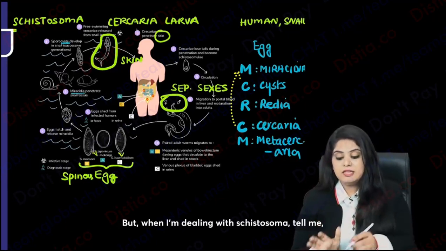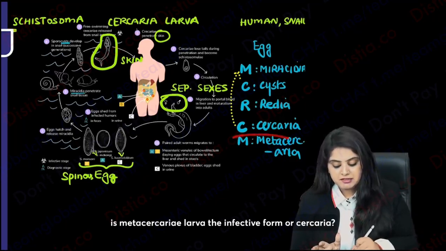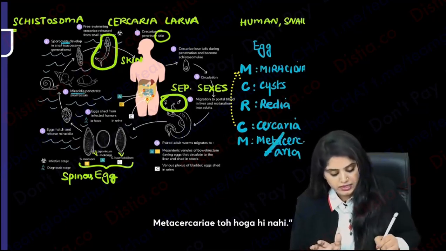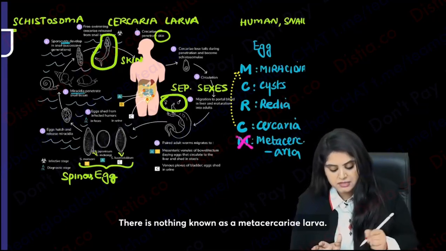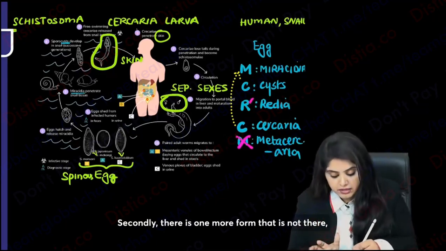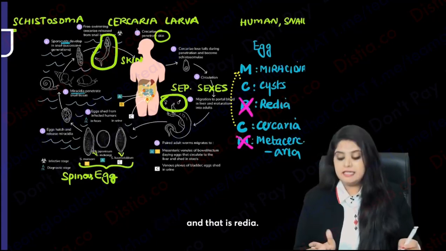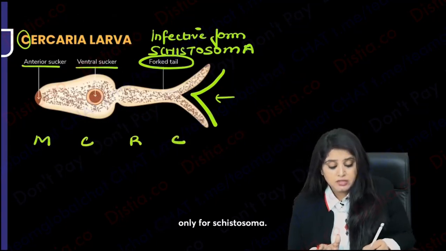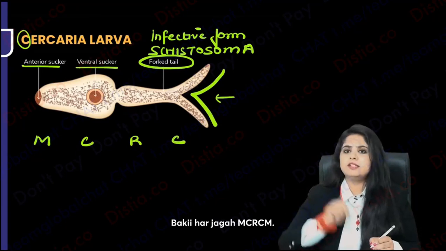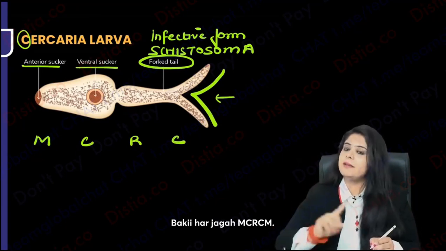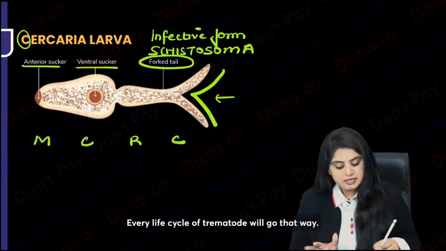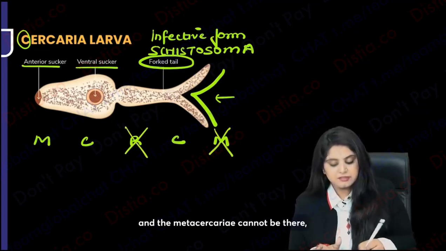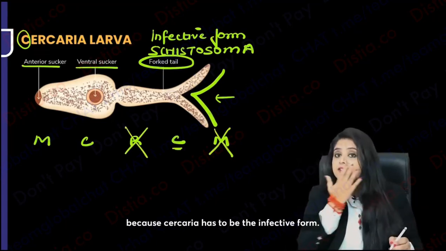But when I'm dealing with schistosoma, tell me, is Metacercaria larva the infective form or Cercaria? So you will say, ma'am, it is Cercaria, so Metacercaria will not be there. There is nothing known as a Metacercaria larva. Secondly, there is one more form that is not there, and that is radia. Everyone please note that in the MCRC, only for schistosoma, everywhere else it is MCRCM. Every life cycle of trematode will go that way. But when I'm talking about schistosoma, the radia is not there, and the Metacercaria cannot be there because Cercaria has to be the infective form.